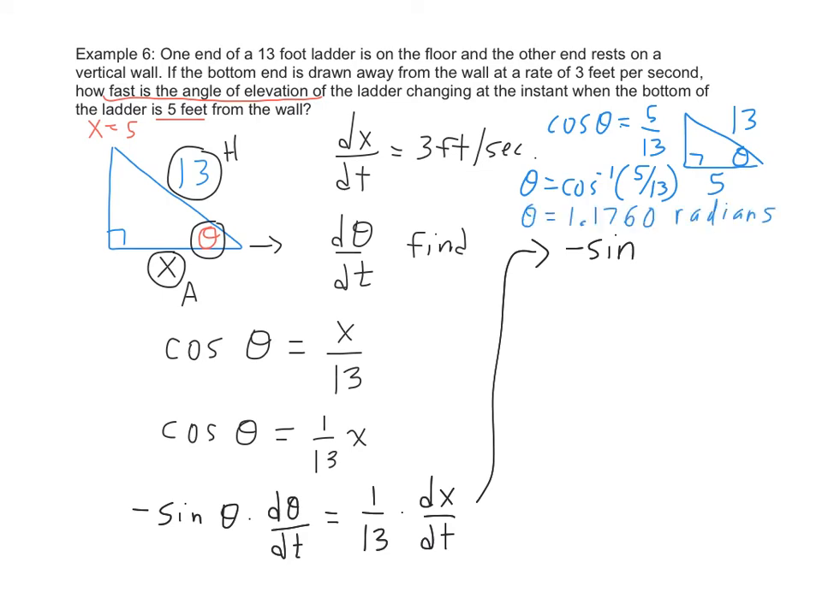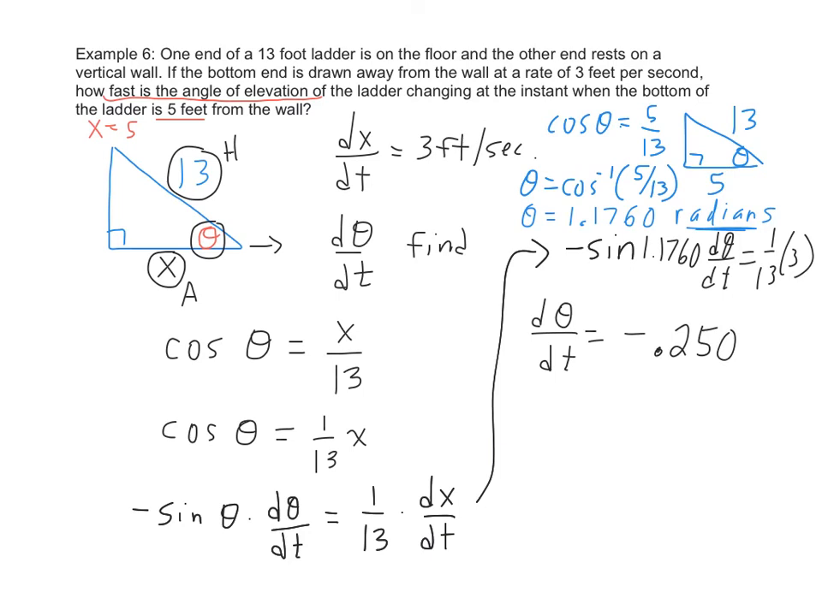So we get 1.1760 radians. Okay, make sure you're in radians. From there, let's fill it in here. That is our angle. So we have negative sine of 1.1760. We have that d theta/dt, and then equals 1/13, and then our dx/dt we were told is 3. To get our d theta/dt alone, just divide over that negative sine of that angle. And when you do that carefully in your calculator, you get negative 0.250.